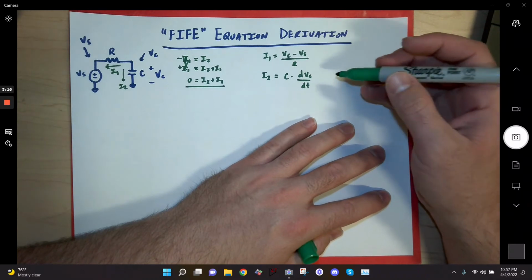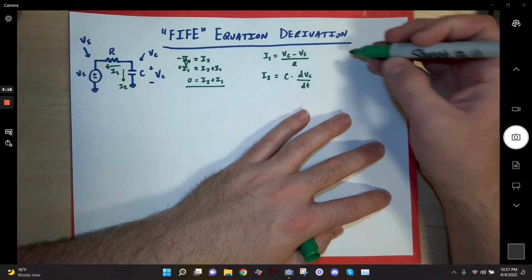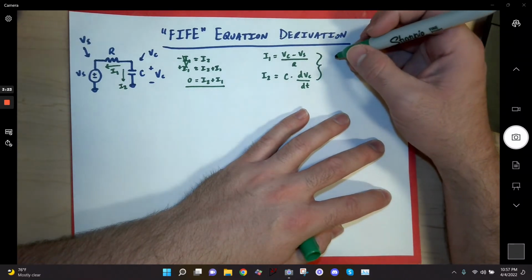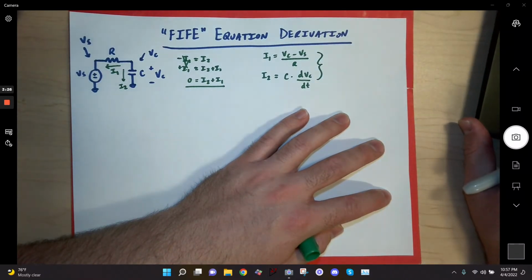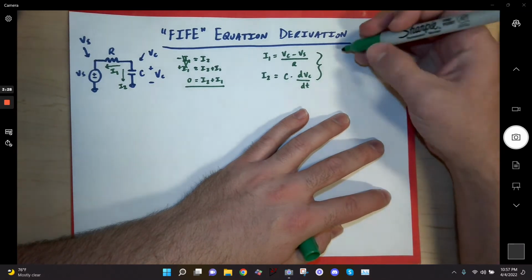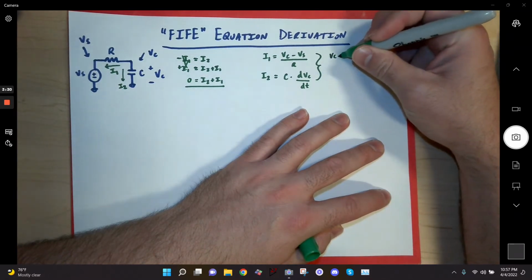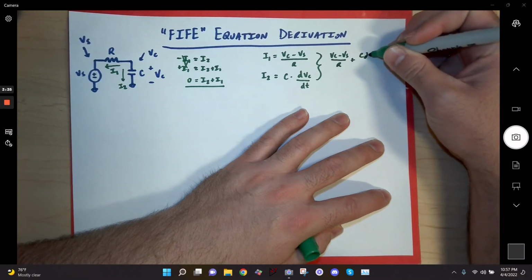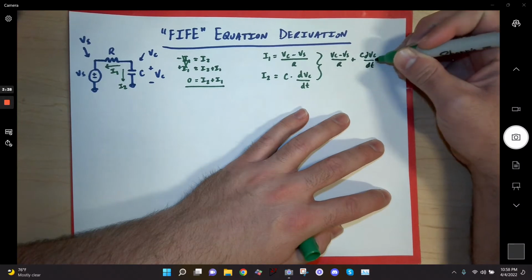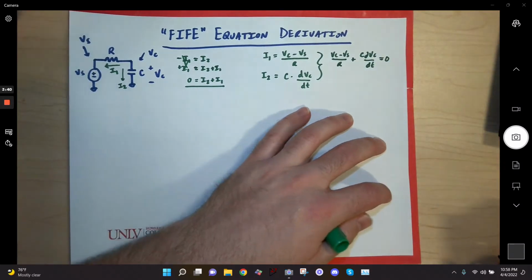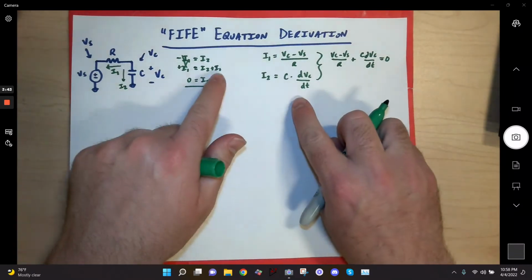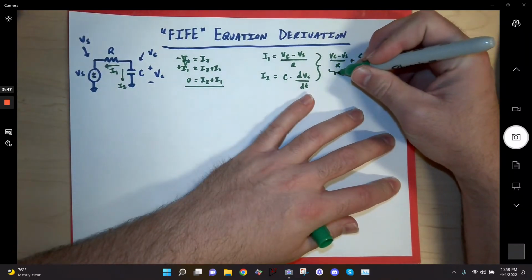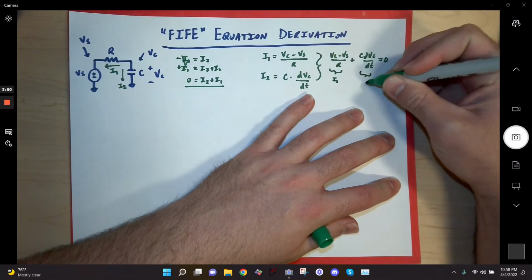Okay, so if I take these two equations and I do KCL, I get Vc minus Vs over R plus C dVc dt equals 0. Right? That's my KCL for these two currents. Basically, I1 plus I2 is going to give me 0, where this is I1 and this is I2.